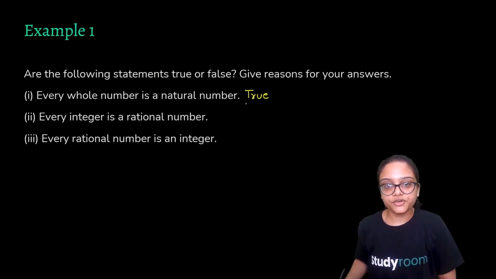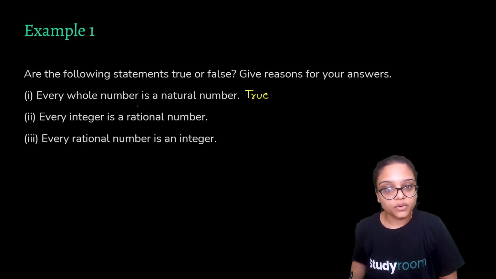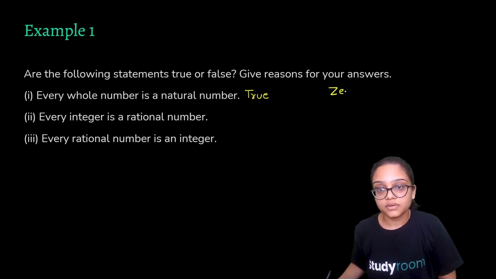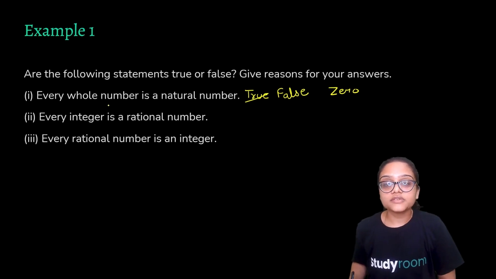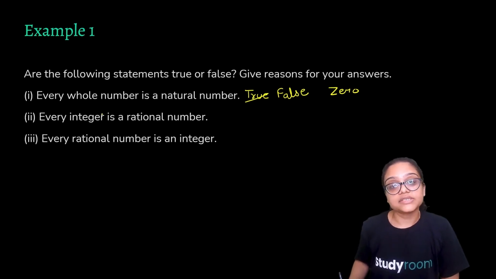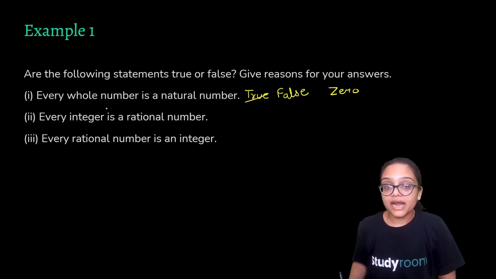Okay, so I have written true. Why is it so? What are whole numbers? Whole numbers are numbers which start from 0, and natural numbers are numbers which start from 1. So can you think of a whole number which is not a natural number? I can think of 0. Oh, blunder. It wasn't true, it was false. So what strategy should we follow? We should always think of an example which contradicts our statement. In that way you could arrive at a correct solution.